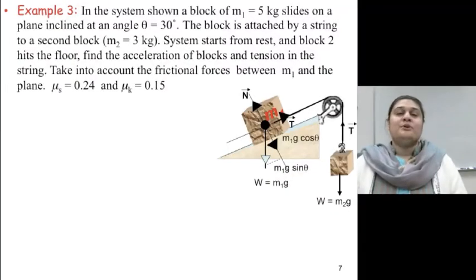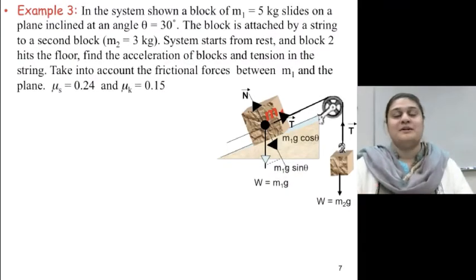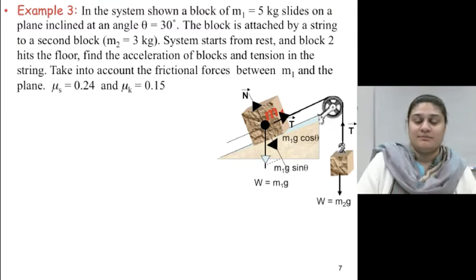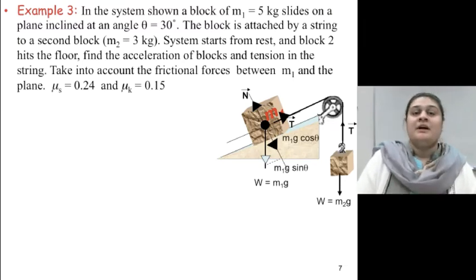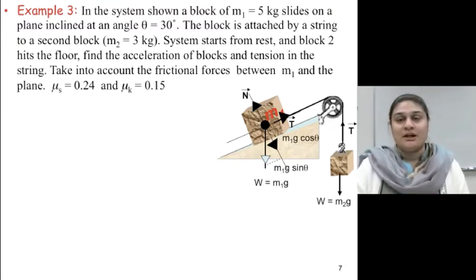So now let's try to incorporate everything in one question that we have learned till now. In the system shown, a block of mass m1, which is 5 kilograms, slides on an inclined plane at an angle of 30 degrees. The block is attached by a string to a second block, m2, which is 3 kilograms.